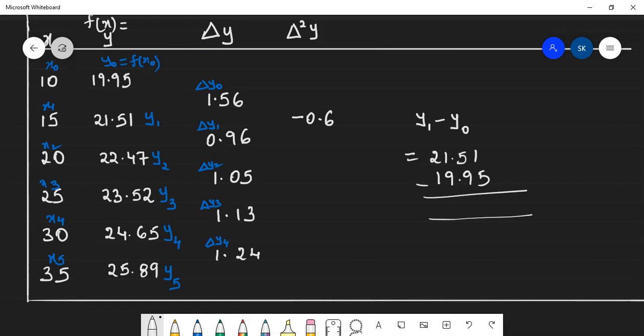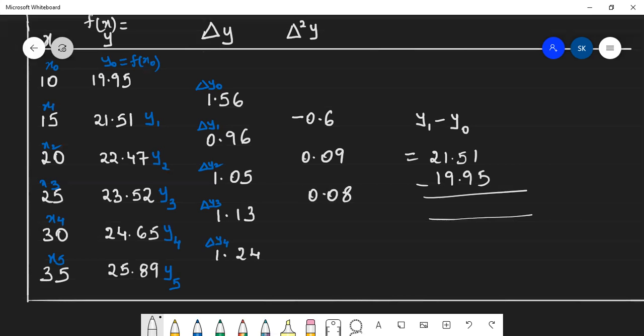0.09. Next, I'm subtracting delta y3 minus delta y2. That is 1.13. 1.13 minus 1.05. What's the answer? I'll get 0.08.